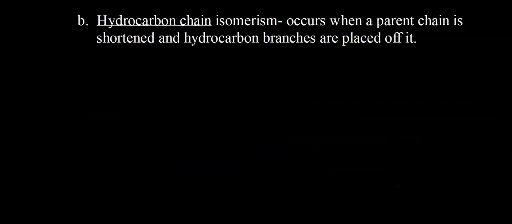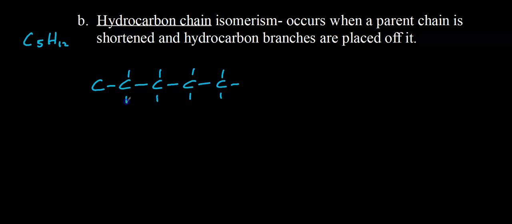All right, so next up we have hydrocarbon chain isomers. This occurs when a parent chain is shortened and the hydrocarbon branches are placed off of it. For example, let's look at all of the different ways we can draw C5H12. When drawing these isomers, start off with the straight chain. And I'm going to leave the H's off right now just for time's sake.